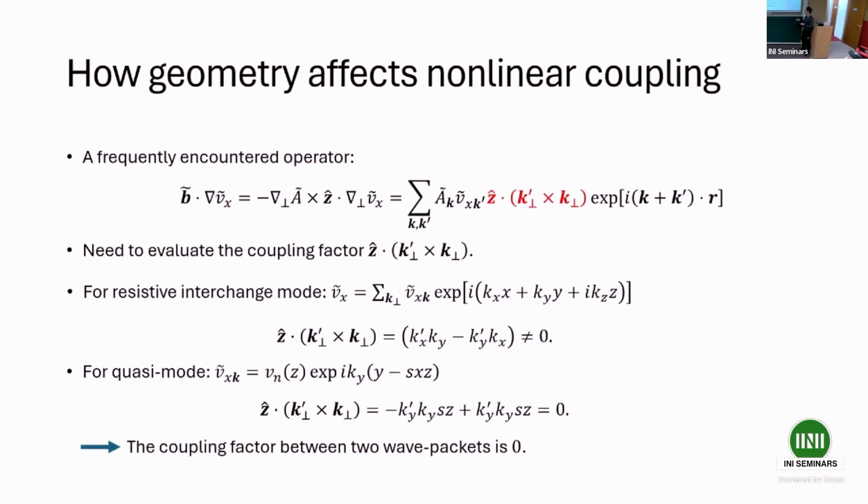By doing a simple calculation, we can see for the resistive interchange mode, this coupling factor is not equal to 0. However, for the quasimode, due to the change in the mode structure, this coupling factor is equal to 0, which means the coupling factor between two wave packets is 0.